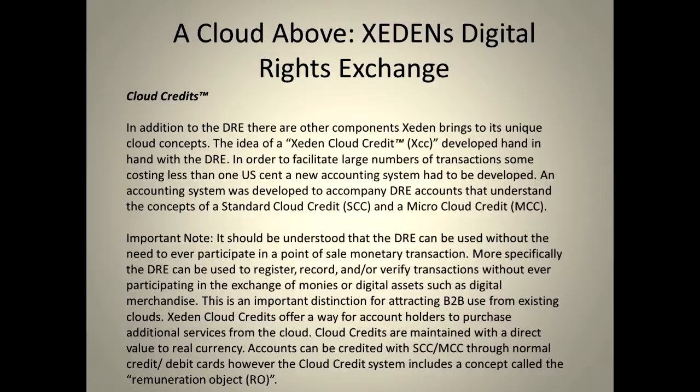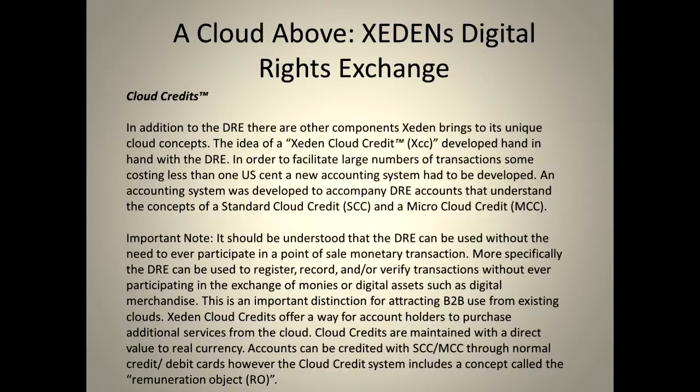Cloud credits. In addition to the DRE, there are other components Xeden brings to its unique cloud concepts. The idea of a Xeden Cloud Credit, or XCC, developed hand in hand with the DRE. In order to facilitate large numbers of transactions, some costing less than 1 US cent, a new accounting system had to be developed. An accounting system was developed to accompany DRE accounts that understands the concepts of a standard cloud credit, or SCC, and a microcloud credit, or MCC.